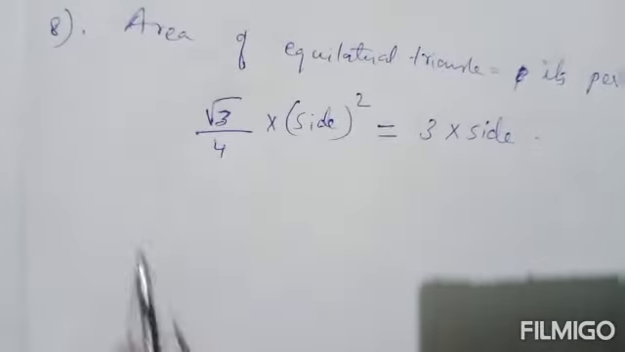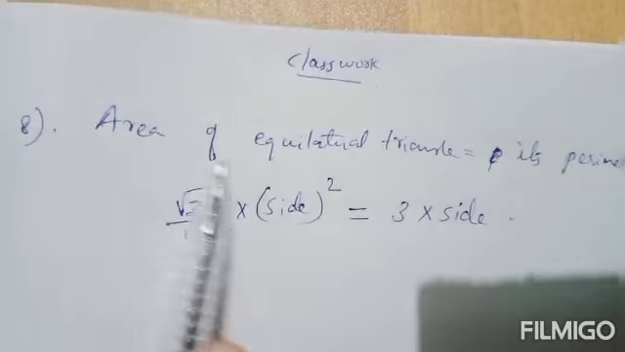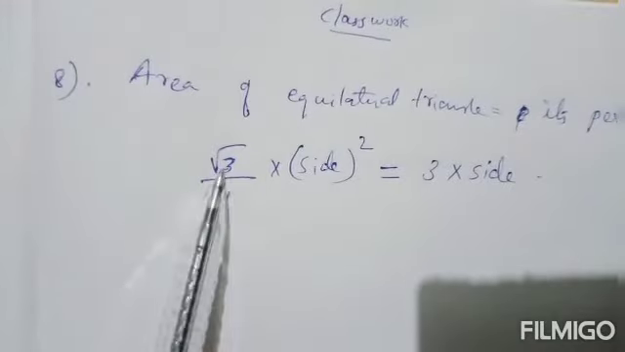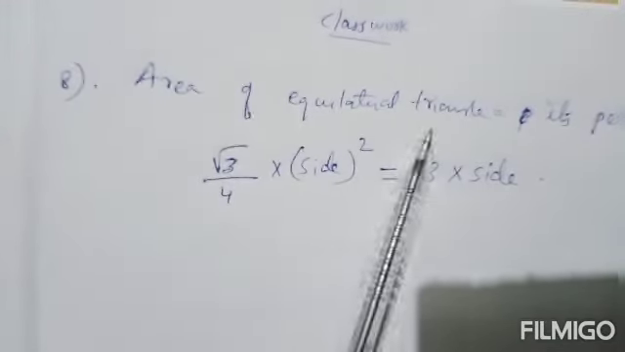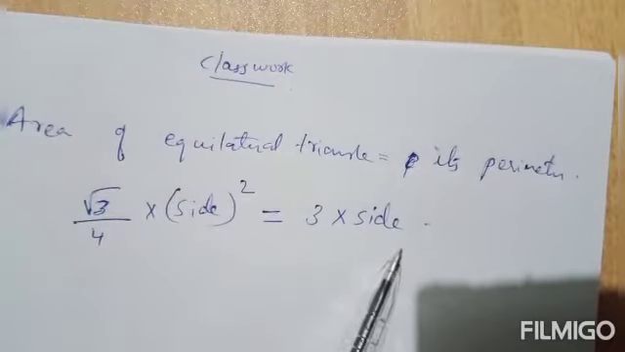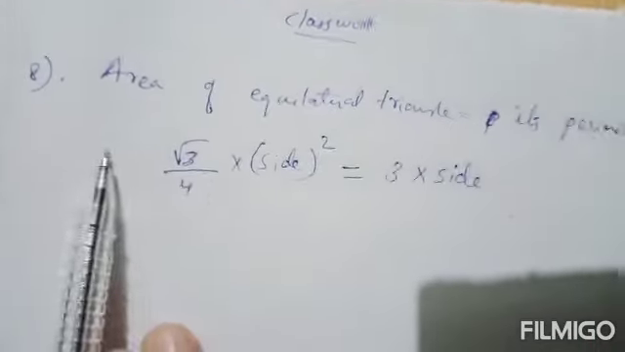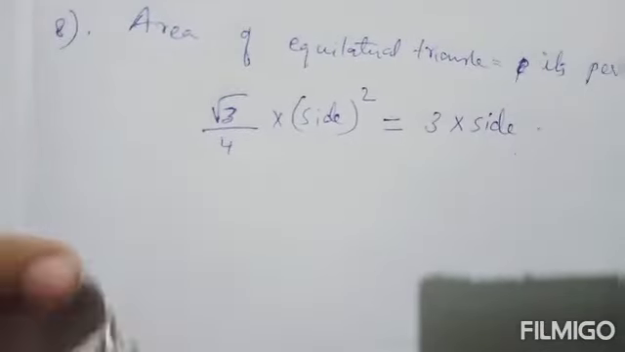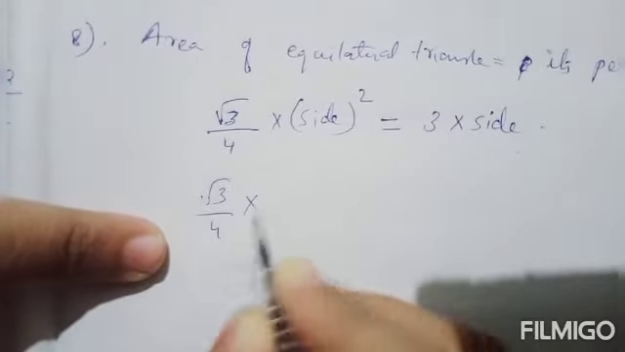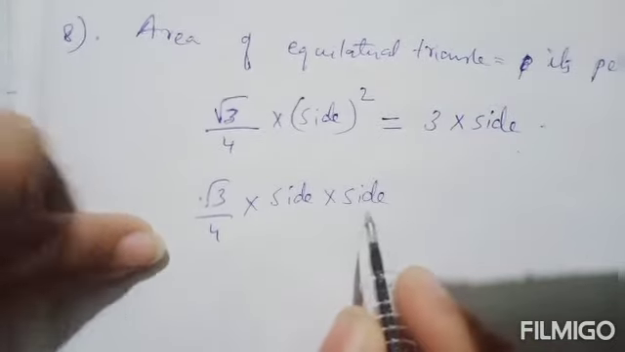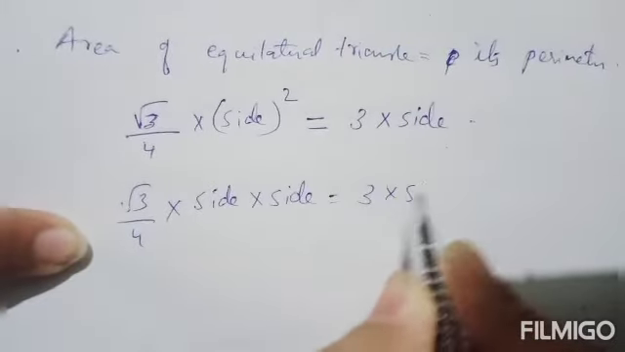Now, in the question it is given that the area of an equilateral triangle is equal to its perimeter. So you can substitute the formulas there. Area of an equilateral triangle is root 3 by 4 into side square, that is equal to its perimeter, that is 3 into side. So we can write it like this: root 3 by 4 into side square equal to 3 into side. Now side square we can split as side into side, equal to 3 into side.